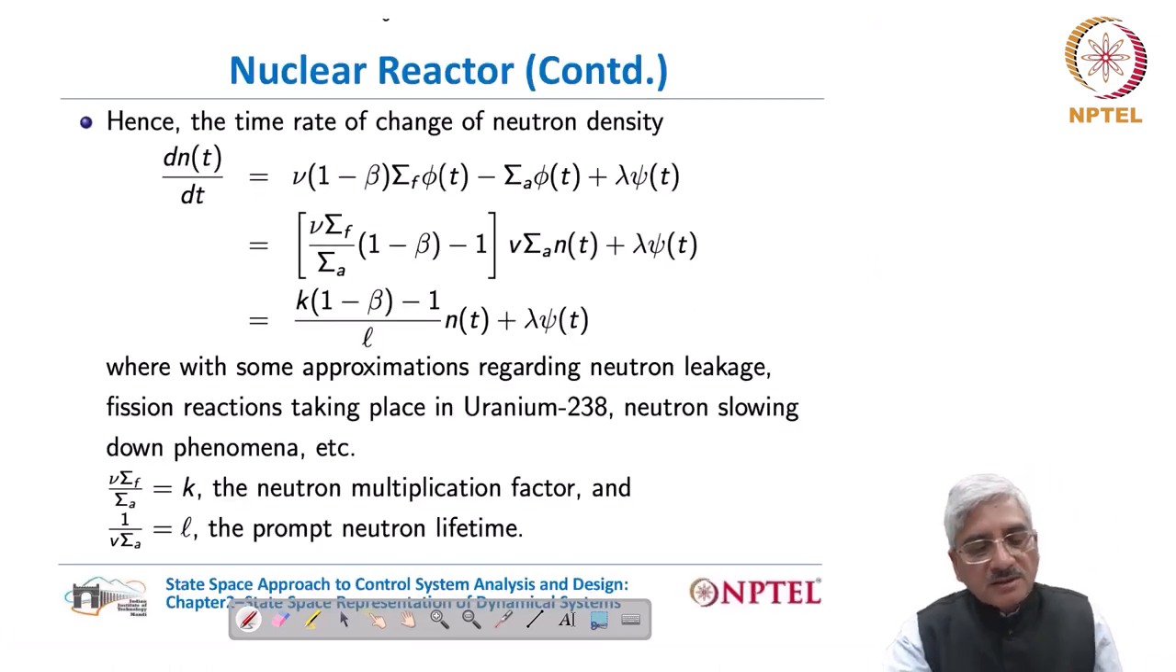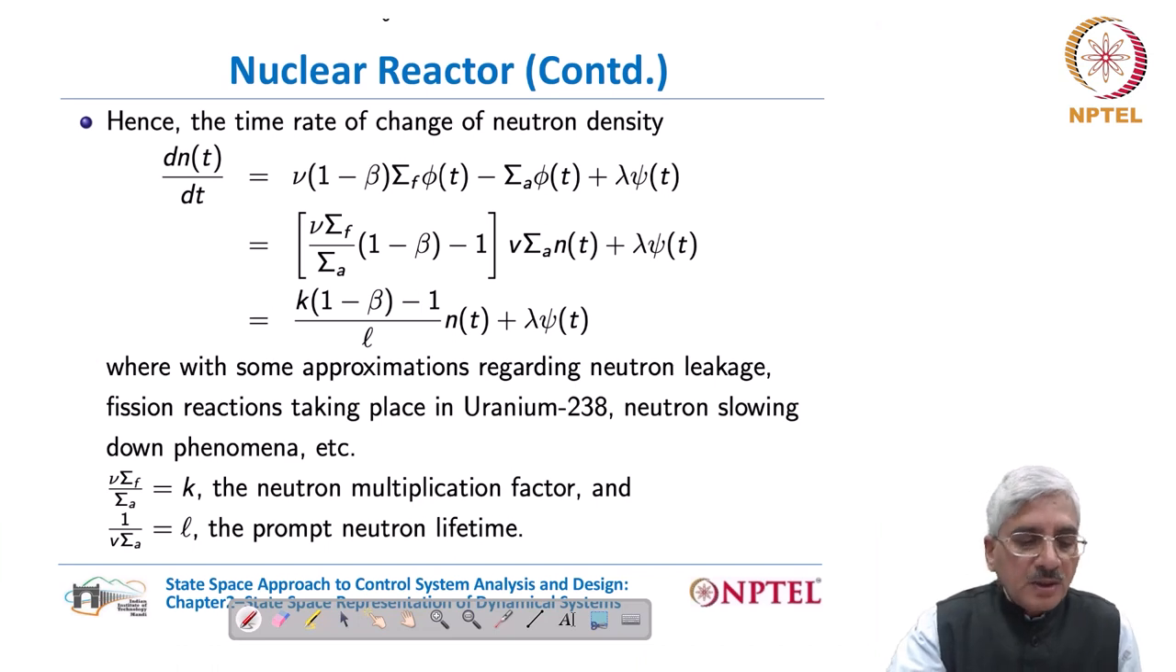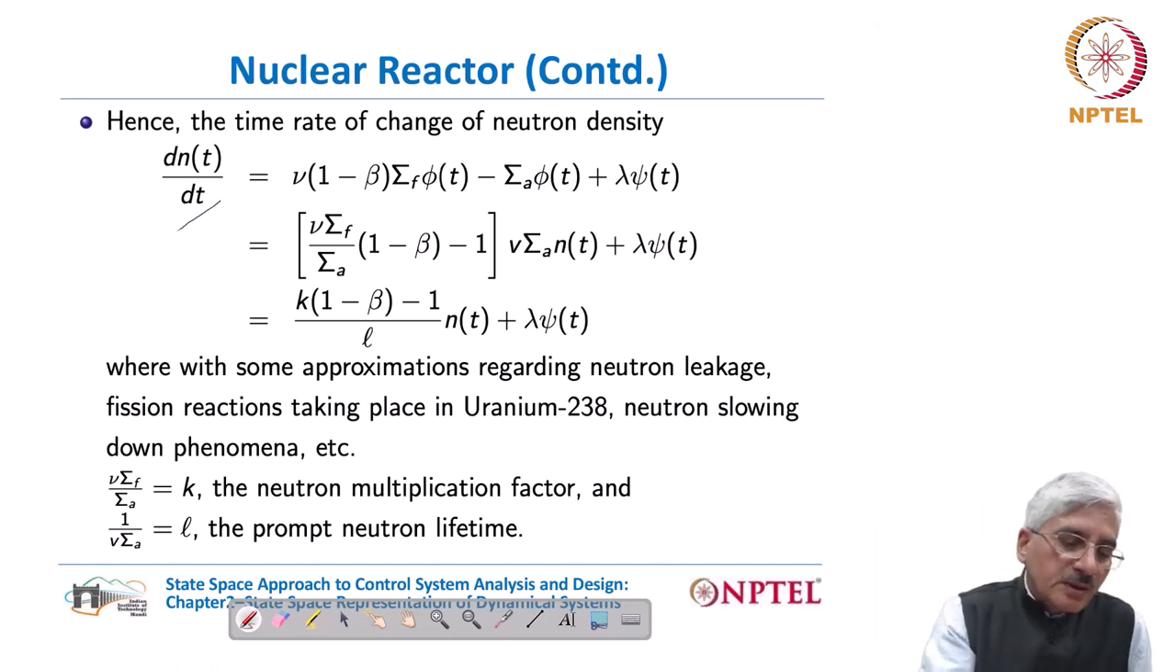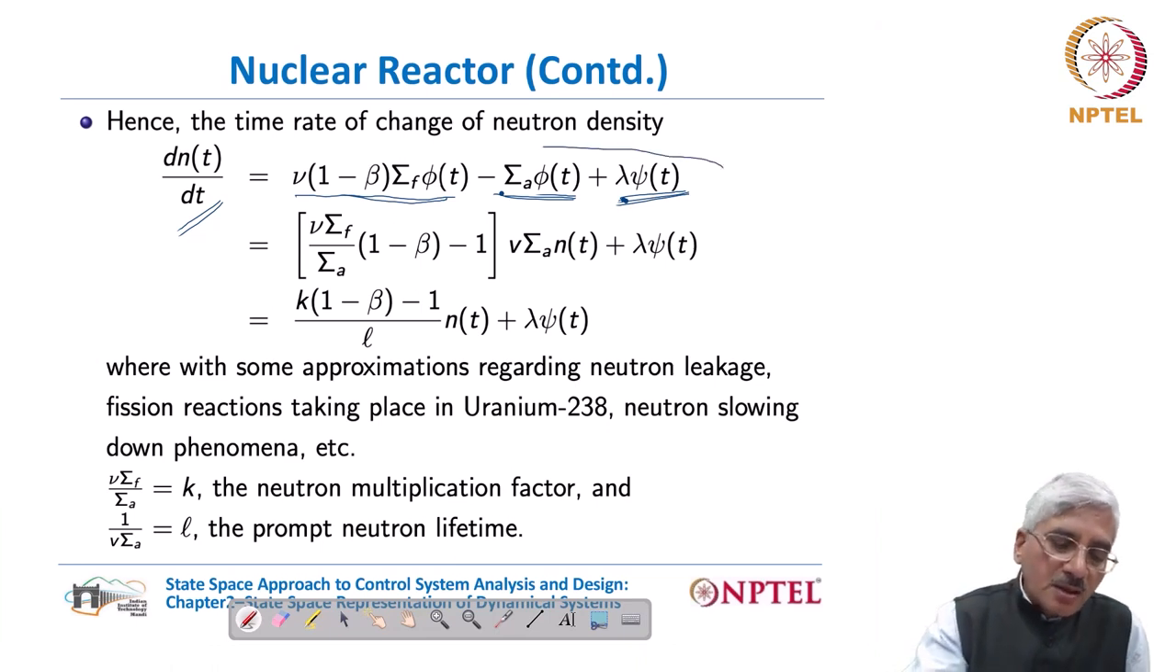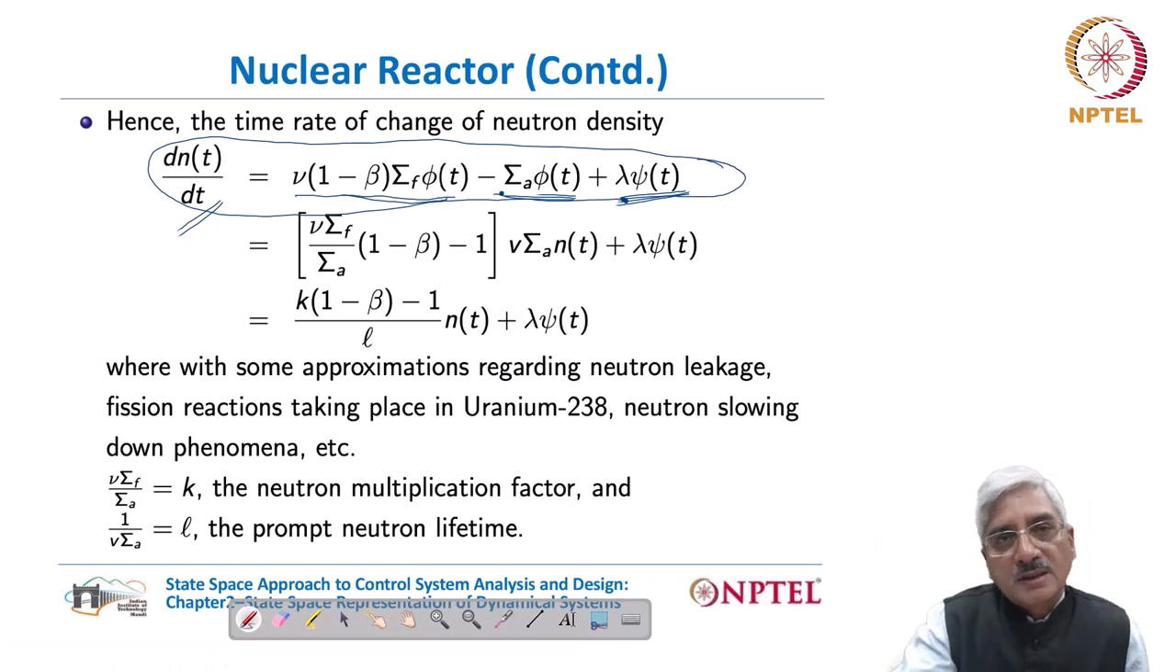So based on those considerations, we obtain that the rate of change of neutron density in the reactor will be equal to this, the rate of production of prompt neutrons in the reactor, minus the neutrons being absorbed. This is the absorption rate, and this is the rate of production of delayed neutrons. So this is the net rate of production of neutrons per unit volume in the reactor.